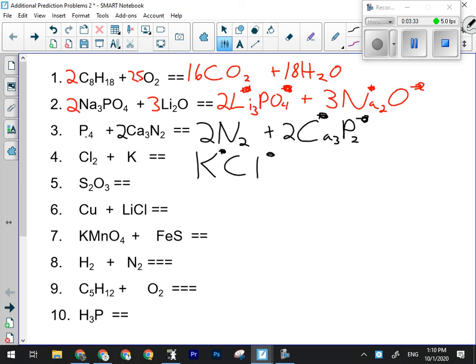Now I need to balance the reaction. 2 chlorine in the reactants, that gives me 2 chlorines in the products, but that gives me 2 potassium, so I've got to go back over to the reactant and get 2 potassium there. How many people have done number 5? I'll look at that one too.